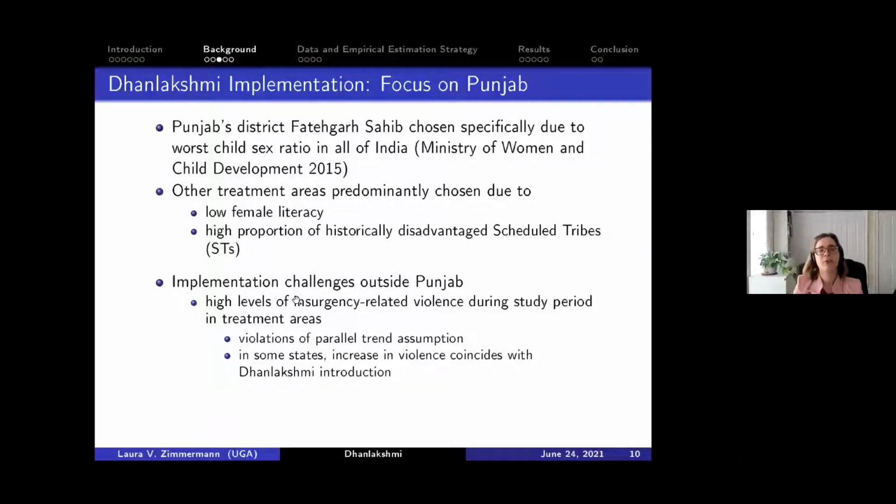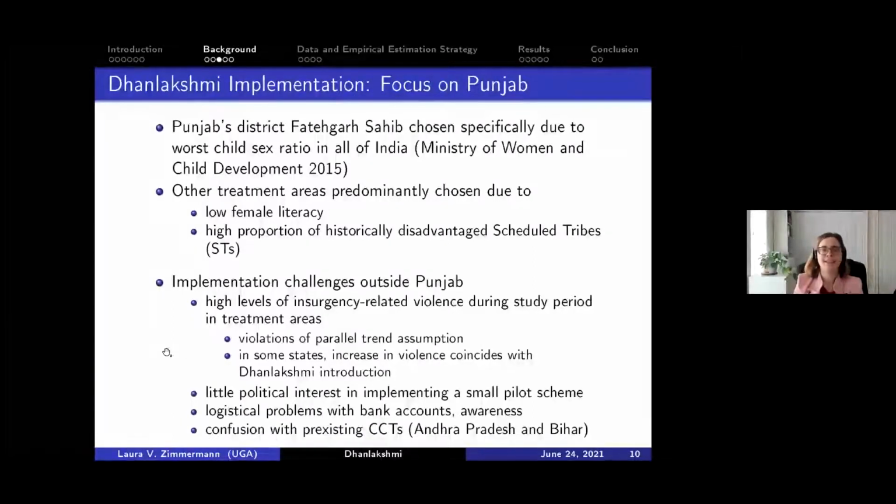Mostly these come from high levels of insurgency-related violence during our study period. And in the paper, we actually show that this leads to massive violations of the parallel trend assumption for the difference in difference design that we're going to use. And on top of that, in some states, you actually have an increase in violence that perfectly coincides with the introduction of the program, making it really impossible to disentangle the Dhanlakshmi scheme from the effect of the violence.